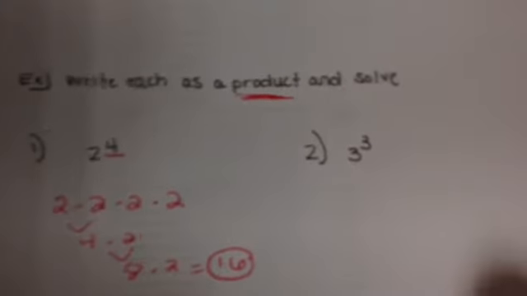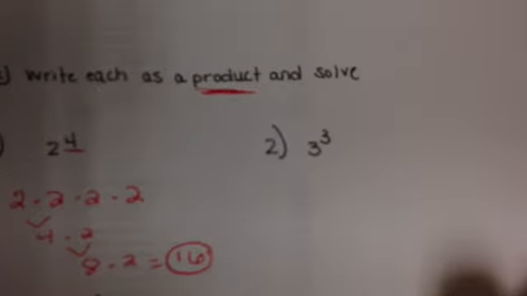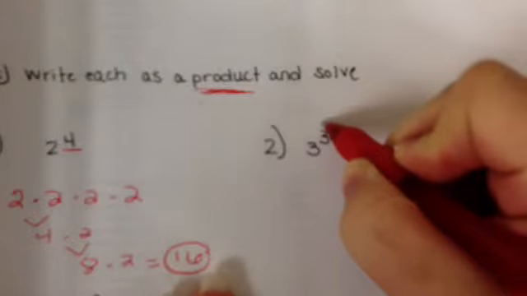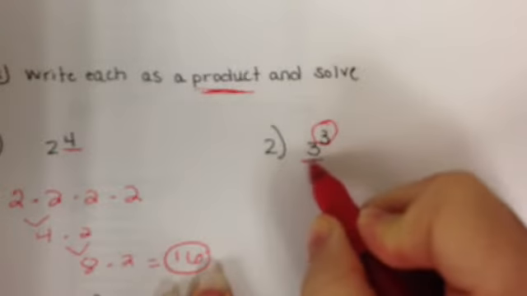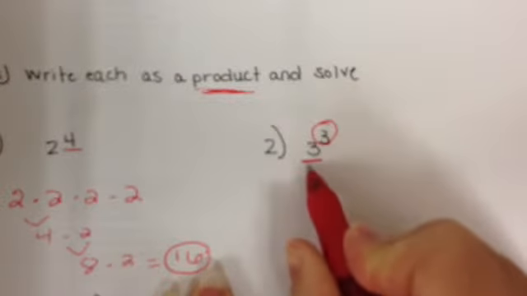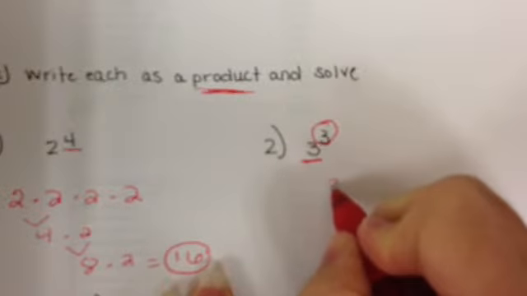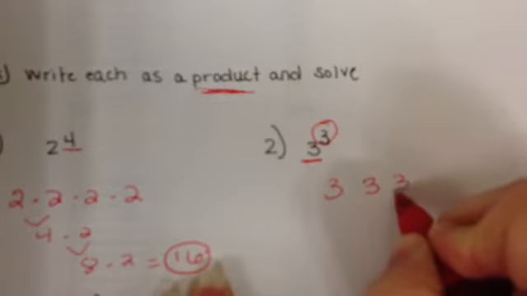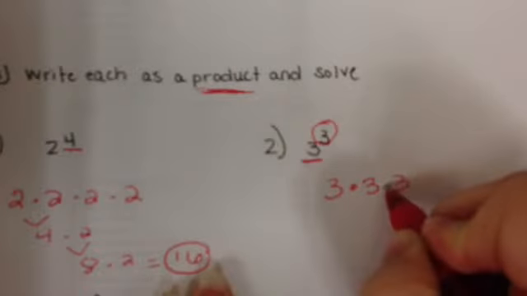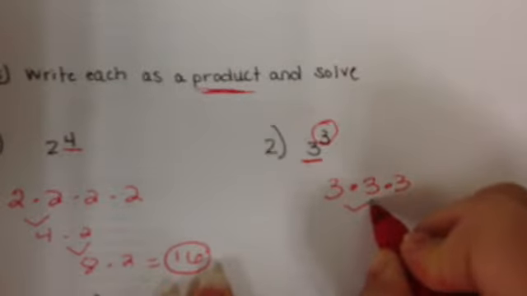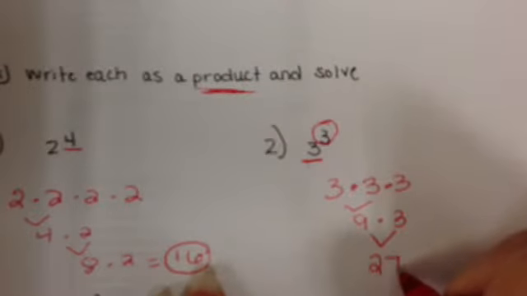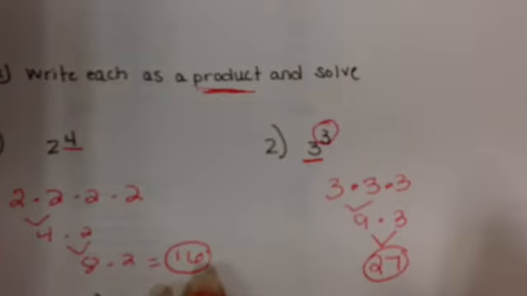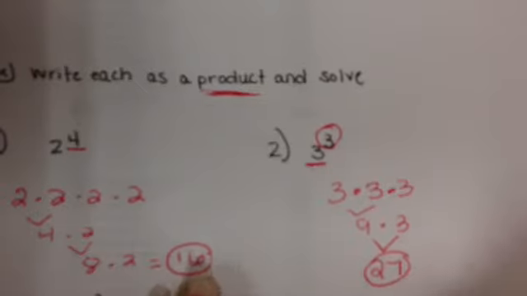Let's try another one. 3 to the third power. Okay. 3 to the third power. Now, this exponent tells us how many times we're going to write the number 3. Okay. So I'm going to write the base of 3 times. 1, 2, 3. And then I'm going to multiply those together. 3 times 3 is 9. 9 times 3, 27. So 3 to the third power is 27.